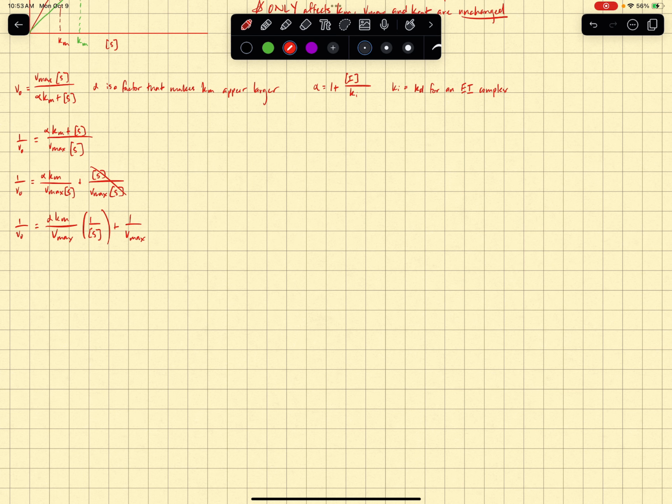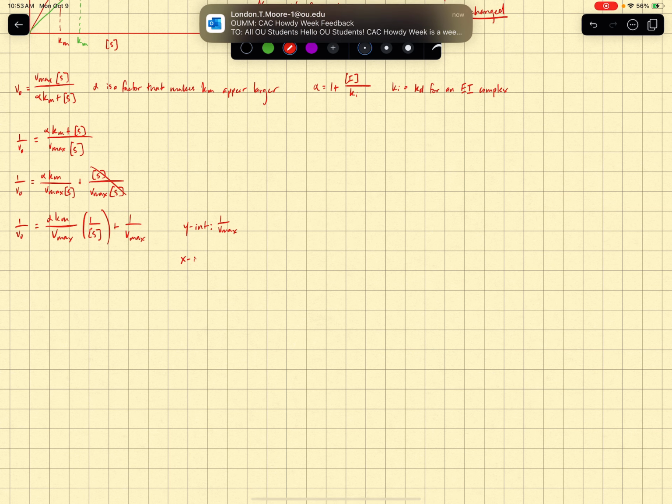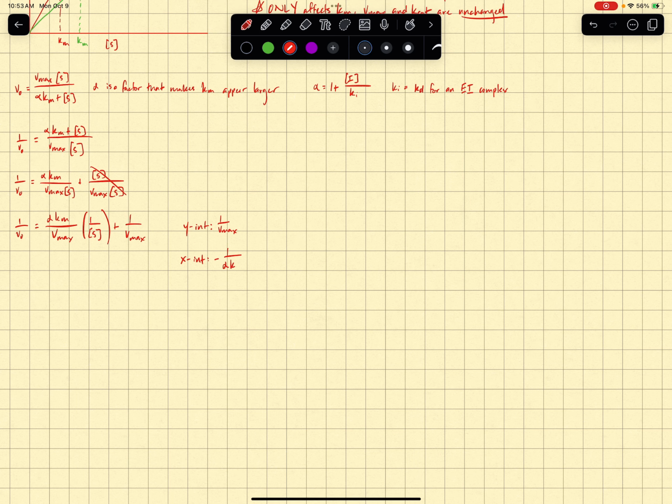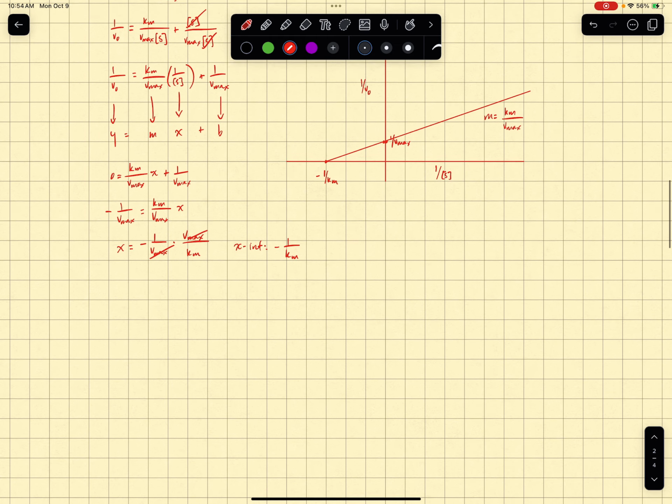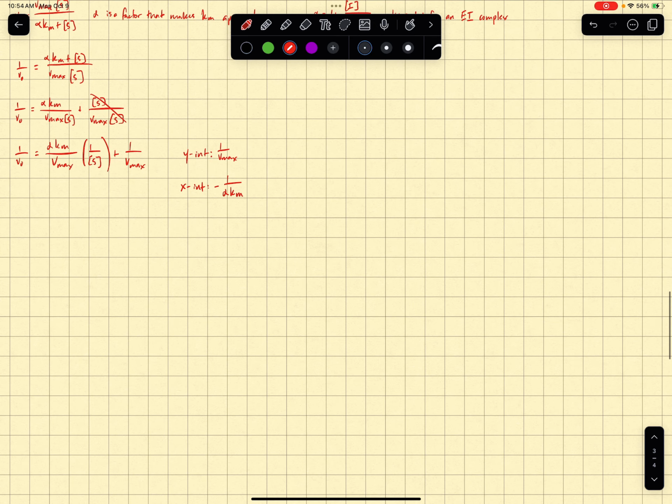So what that tells us is that our y-intercept is going to stay the same. As in our normal equation, it's going to be 1 over Vmax. Our x-intercept is going to change, though, because we're modifying this slope term. So if we do all that math out, we'll get our x-intercept at negative 1 over alpha times Km, which should make sense because our x-intercept in the normal Lineweaver-Burk equation is negative 1 over Km, and so that alpha term is just going to be modifying that Km.